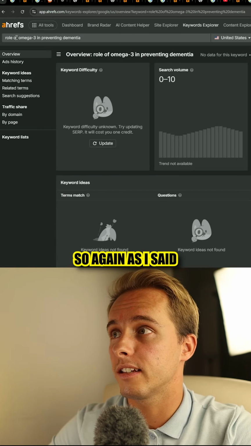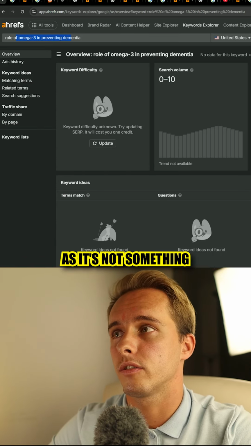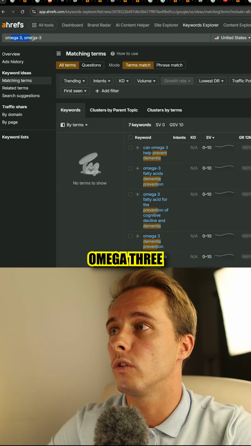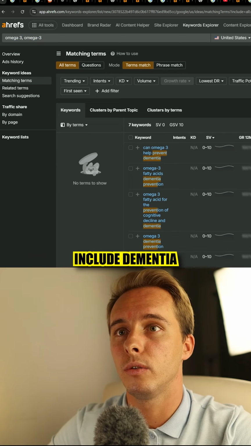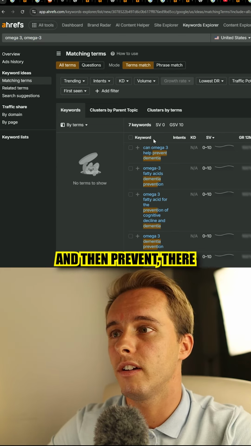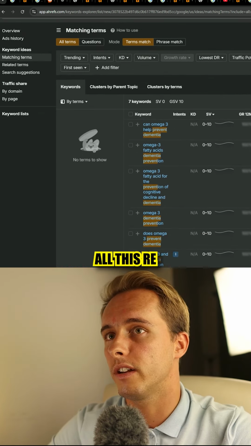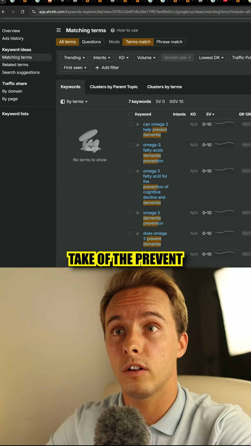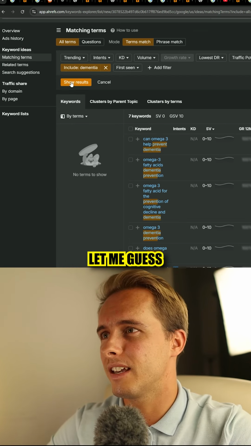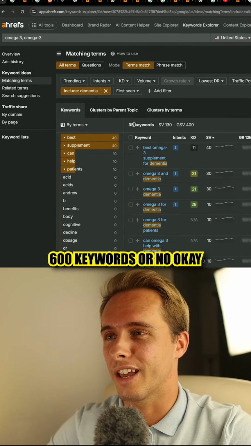So again, as I said, we search a keyword, it doesn't exist, that's just not something people search. But if we go omega-3 and then include dementia and then prevent, there it is. Can omega-3 help prevent dementia? Can it do this? Can it do that? All this is really relevant. Again, we can also even just take off the prevent and probably, let me guess, 600 keywords? Oh no, okay, 35 keywords.